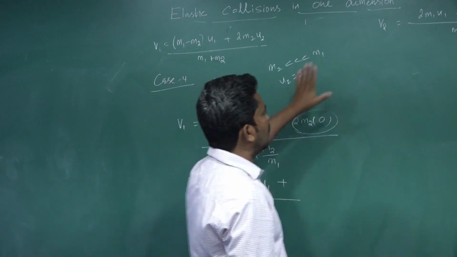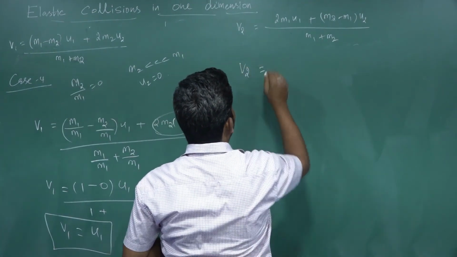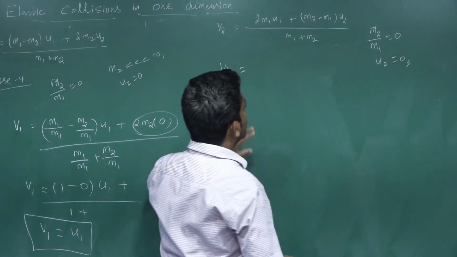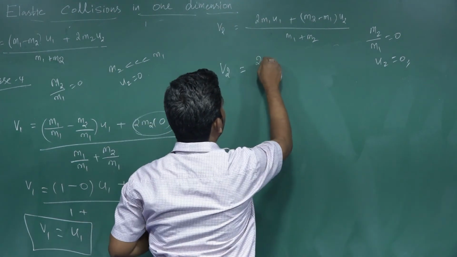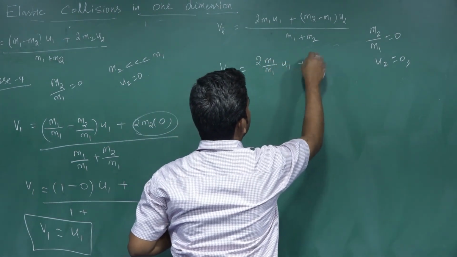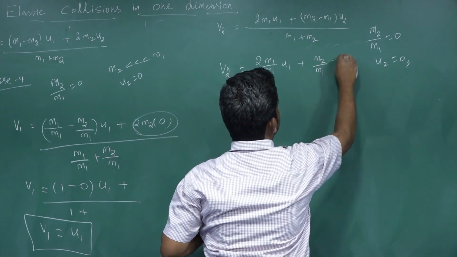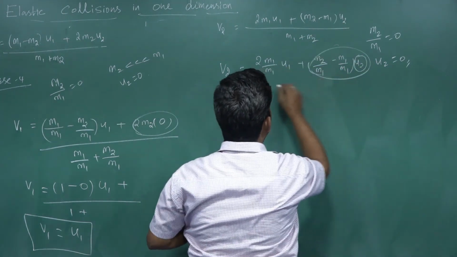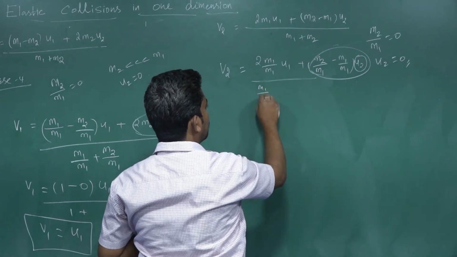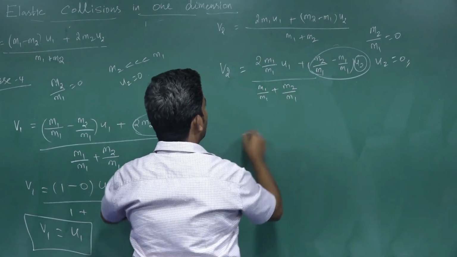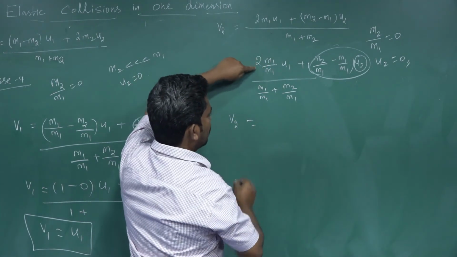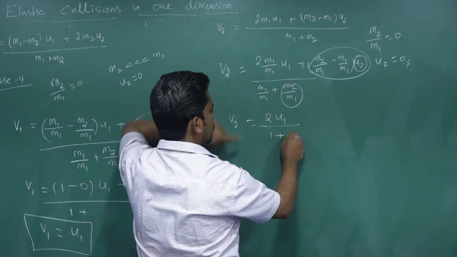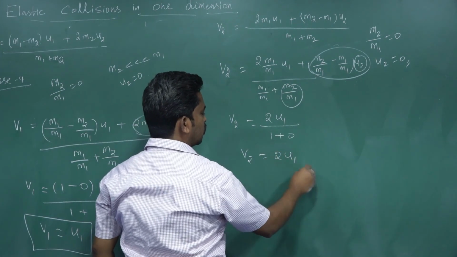And for the second velocity, V2, what is the condition? M2 divided by M1 is equal to 0 and U2 is equal to 0. Here we divide both sides by M1. So 2M1 divided by M1 of U1 plus M2 divided by M1 minus M1 divided by M1 of U2. Here the U2 term, the overall term, is 0, divided by M1 plus M2. So M1 divided by M1 plus M2 divided by M1. So V2 is equal to 2U1 divided by 1 plus the term which is 0. So V2 is equal to 2U1.